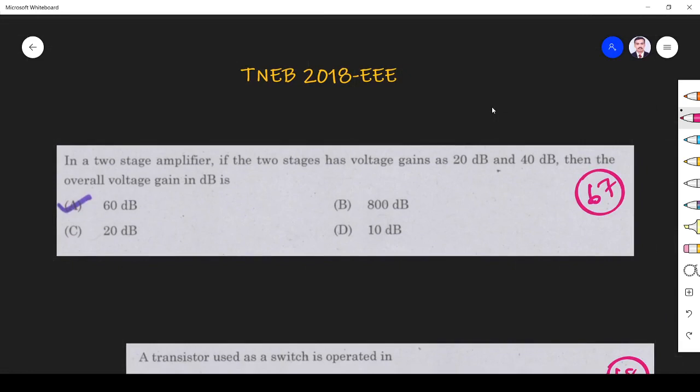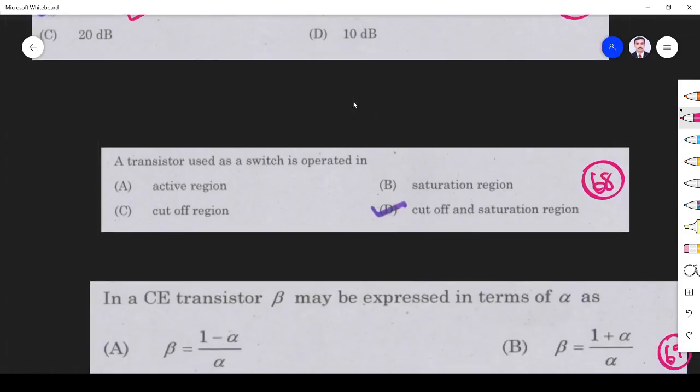Next one. In a two-stage amplifier, two stages have voltage gains of 20 dB and 40 dB. Then overall, just now I told you, if it is in dB, just add the gains. So 20 plus 40 is 60 dB. If it is in a number, you have to multiply and take 20 log. Right?